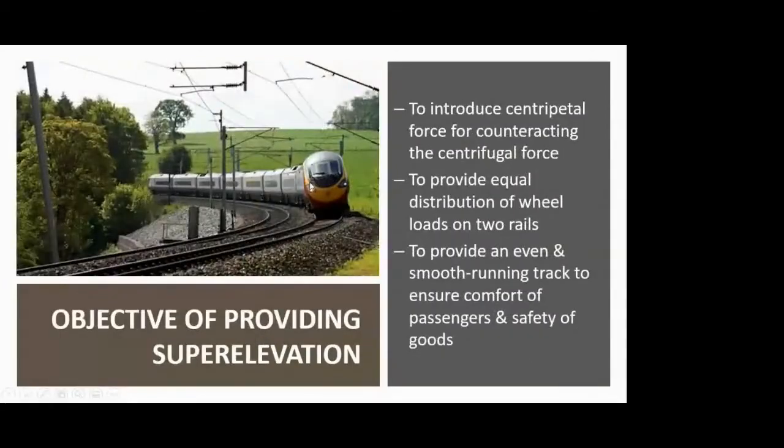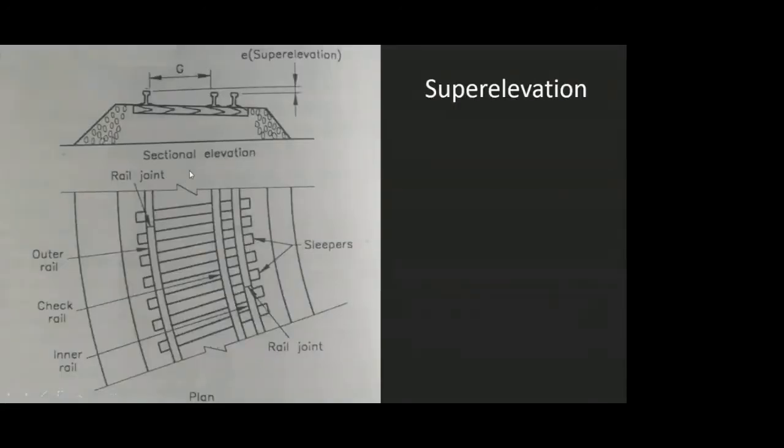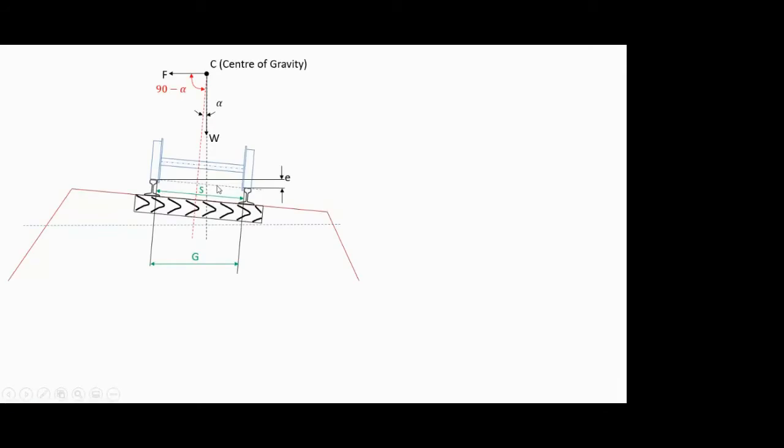So we had the objectives for providing the superelevation. The main objective was whatever is the centrifugal force which is trying to overturn your railway away from the curve. Providing a superelevation will introduce a centripetal force which will balance out the centrifugal force. Okay, so that outward force will be balanced by an inward force, and then your railway will smoothly take a turn.